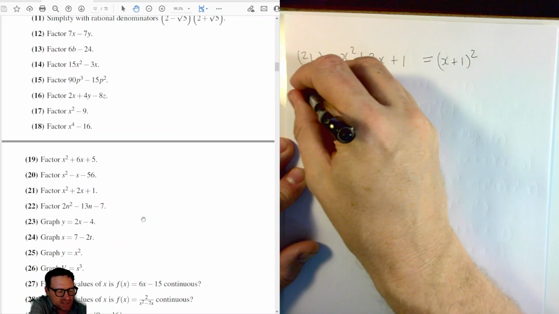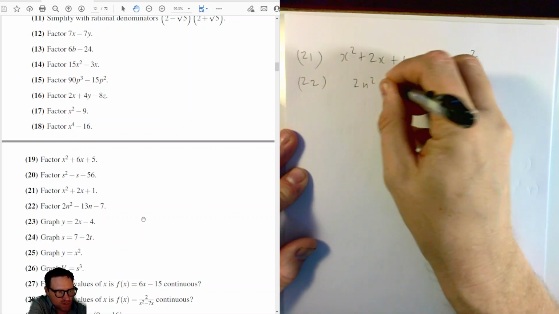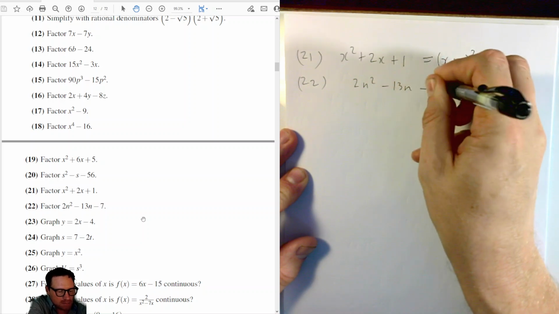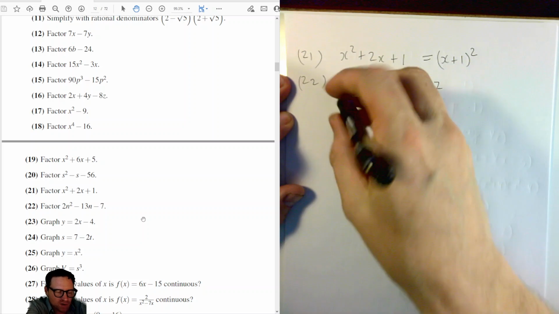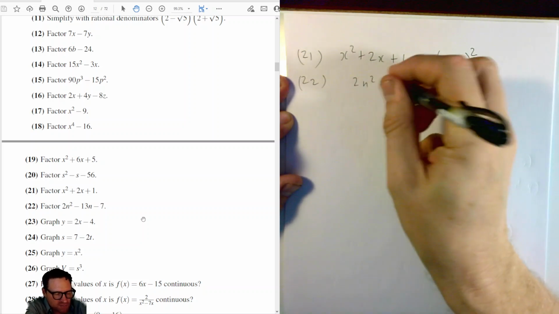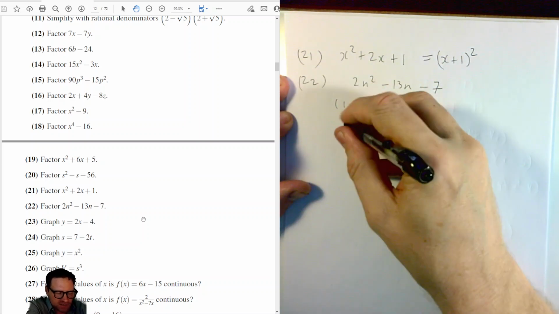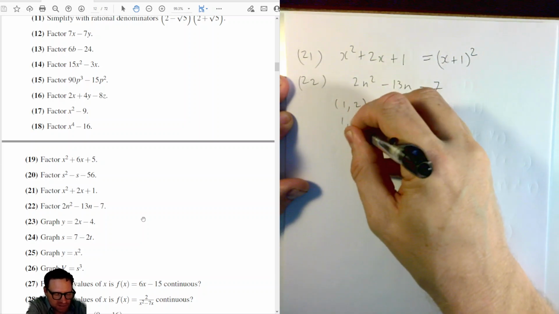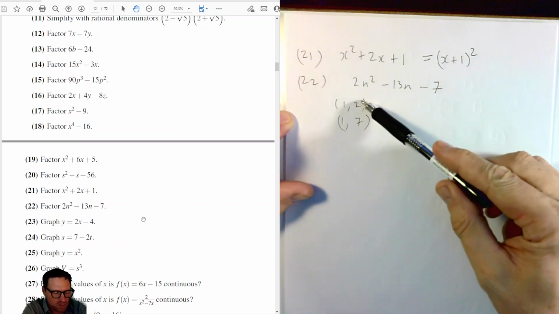Okay, question 22. Factorize 2n squared minus 13n minus 7. Okay, 2 is prime and 7 is prime. So the divisor pairs of 2 are 1 and 2, and the divisor pairs of 7 are just 1 and 7. So which one of these multiplied together?